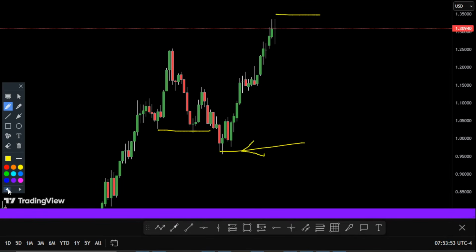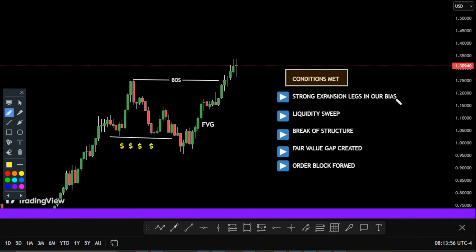Price has met the following conditions of our model. First, the expansion legs are stronger than retracement legs. Second, price has swept liquidity, which led to the break of this structure. Third, there is a fair value gap created. We then mark down the last candle as our order block.